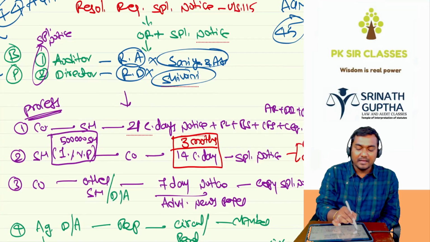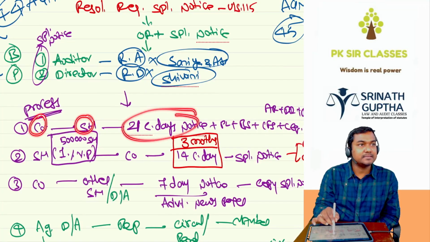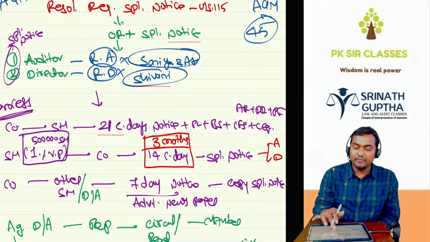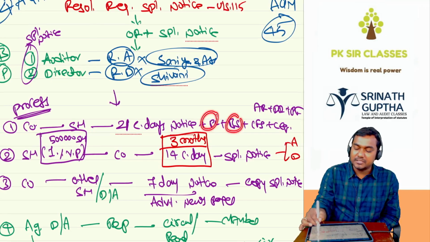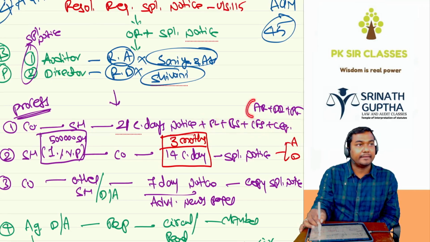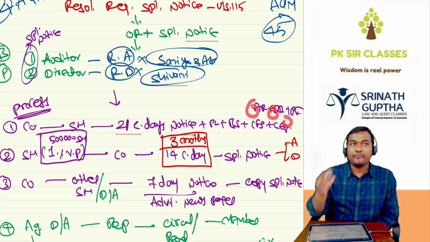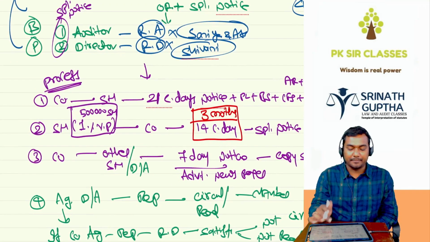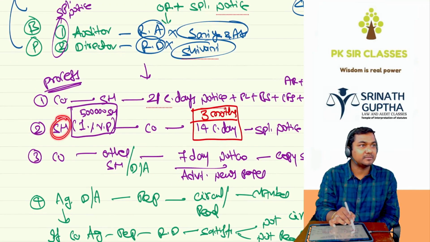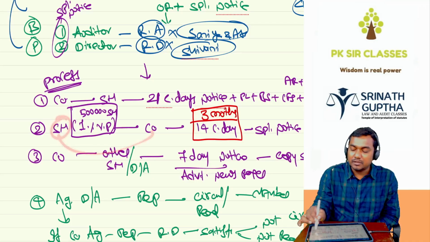So company will give to shareholders 21 clear days notice for general meeting. Along with the notice, company will give the P&L, balance sheet, CFS, changes in equity, director's report, audit reports, and proxy form. Any member not happy with the performance of the company can give the special notice to company.